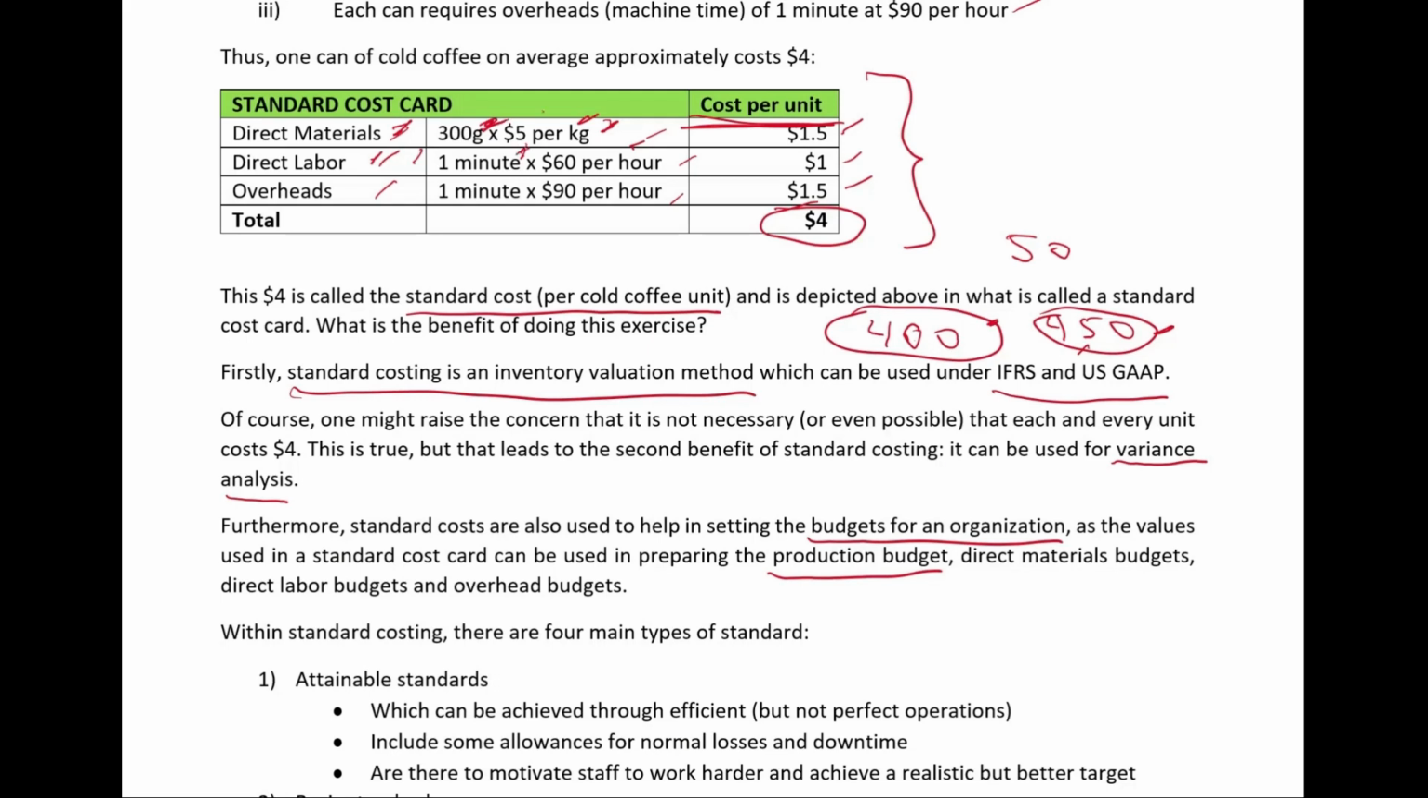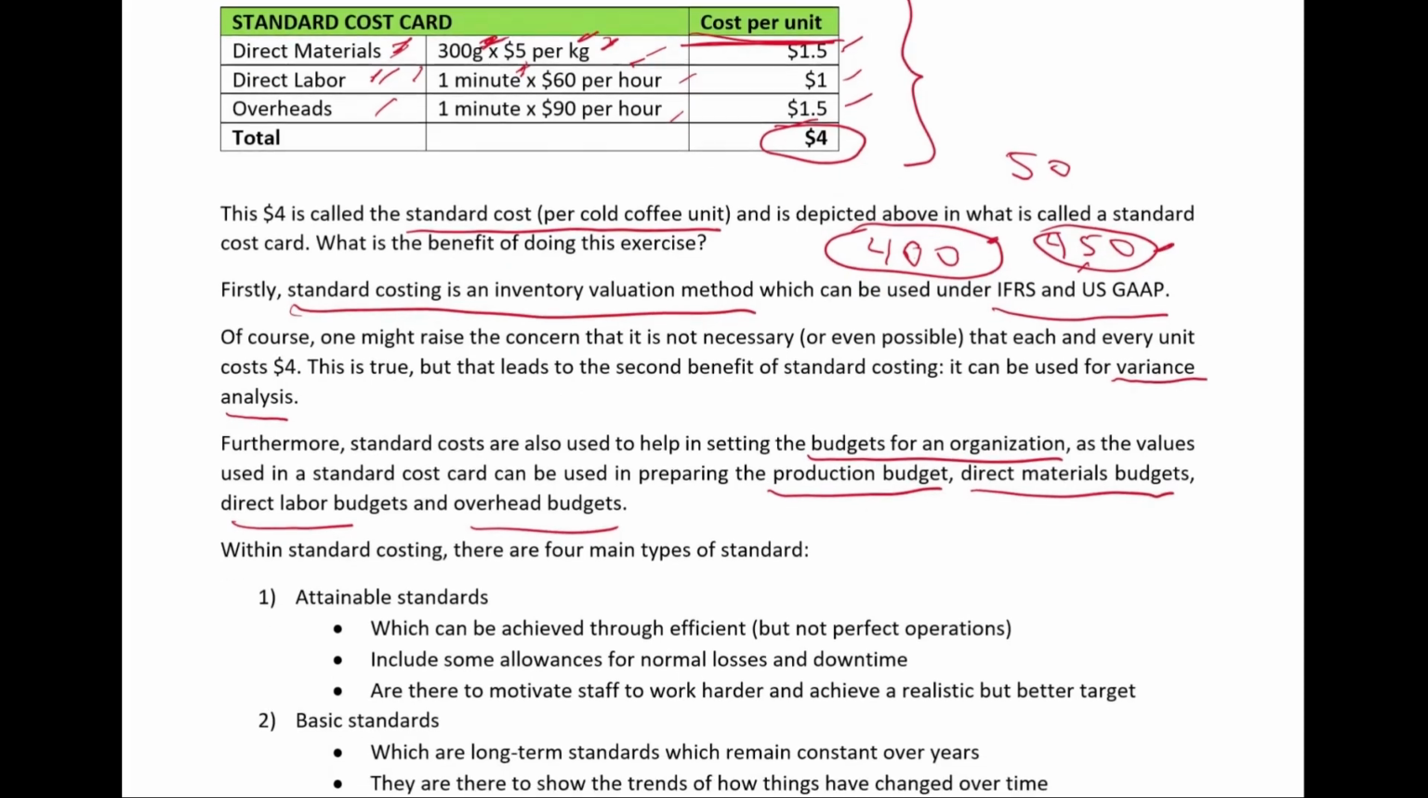100 into 1 minute will need 100 minutes of labor time, and so on and so forth. So you'll be able to prepare budgets for production, for direct materials, direct labor, and overheads, based on these standard cost cards. Now, that's an introduction to what standard cost cards are. There are a few more things we need to be familiar with.